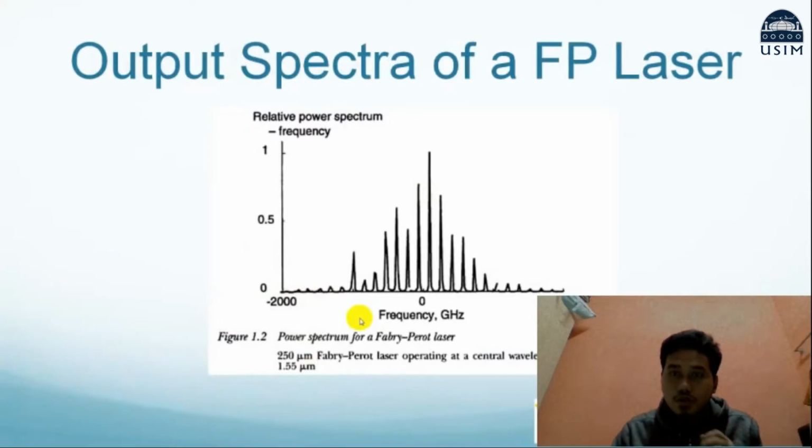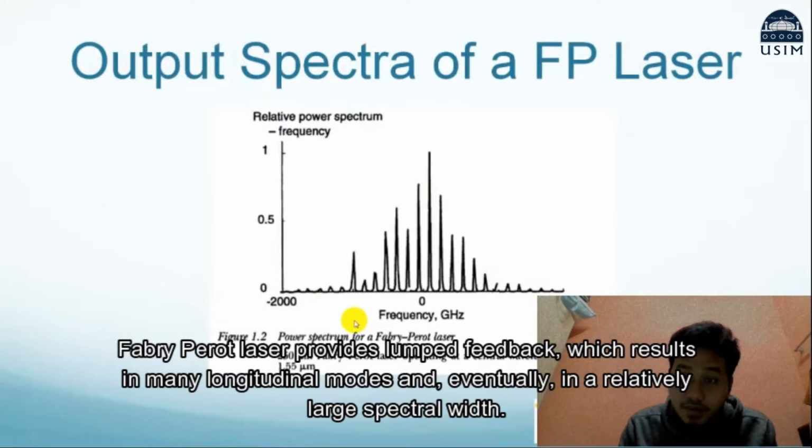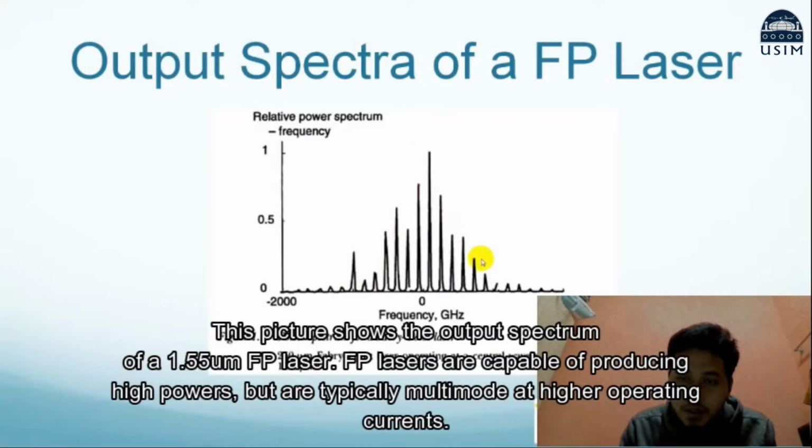Now let's move to the output spectra of the FP laser. The Fabry Perot laser provides long feedback, which results in many longitudinal modes and eventually in a relatively large spectral width. This picture shows the output spectrum of a 1.55 micrometer FP laser. FP lasers are capable of producing high power but are typically multimode at higher operating current.